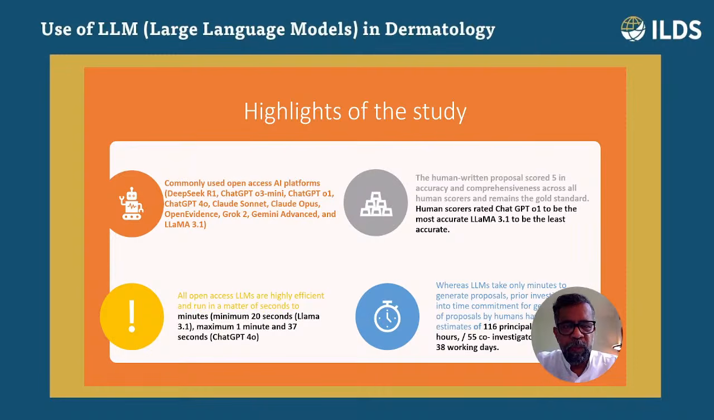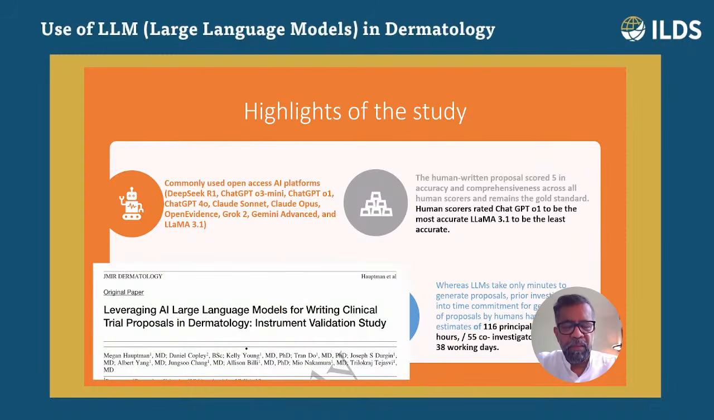And one thing which we realized is that, looking at other studies, it would take around more than 100 principal hours, 55 co-investigator hours, and 38 working days to generate such kind of proposals. So the key takeaways from the narrowband UV study is AI can generate a credible research framework rapidly, but it requires expert review for clinical accuracy.